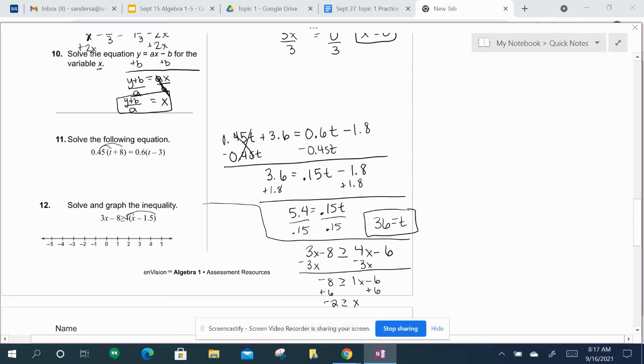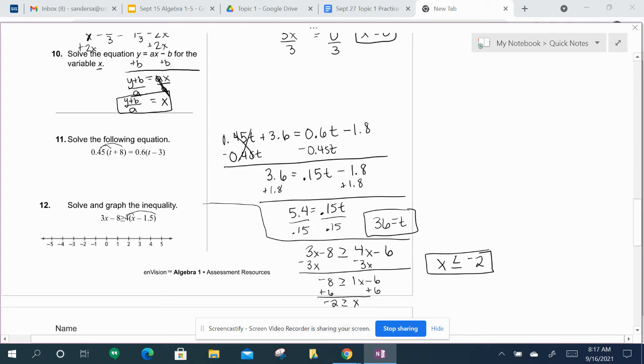This is a fine answer and you would get full credit for this. However, I like to write it where my x is on the left. So since the inequality symbol is pointing to my x, I'm going to continue pointing to my x when I flip it around and get that x is less than or equal to negative 2.